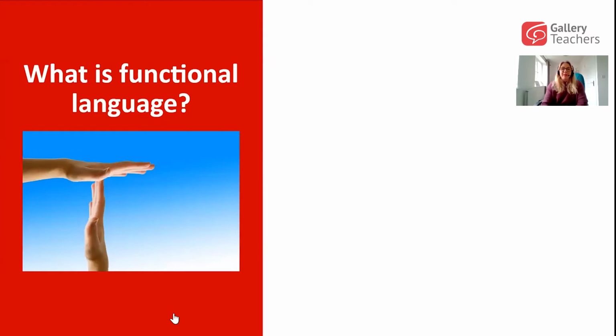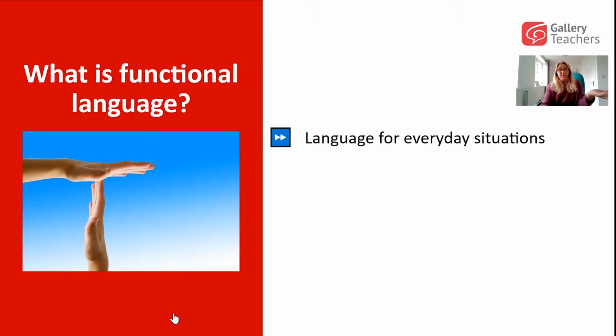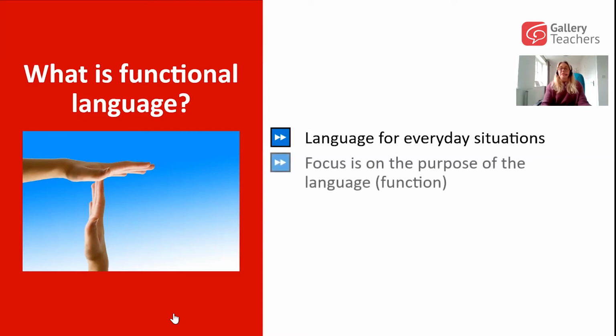So, let's begin by answering the question, what is functional language? In simple words, it is language we use for day-to-day situations. The focus is on the purpose of the message. We use specific language to perform various functions, which we refer to as functional exponents in the teaching world. Functional exponents can be fixed phrases or single words, which are used to perform a function.